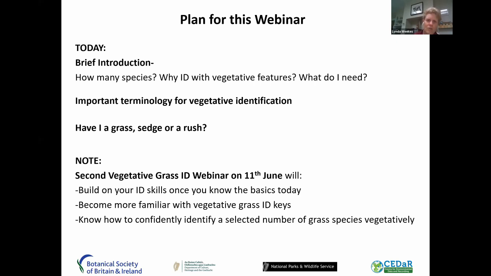Then we'll get into why it's important to identify using vegetative features of grasses and what you need to do that. We'll also have a look at important terminology for vegetative identification. And then we'll look at some confusion species that you might mistake for a grass, like sedges and rushes, and make sure that you're clear on what a grass is as opposed to a sedge or a rush. So basically what we're doing is the essentials today.